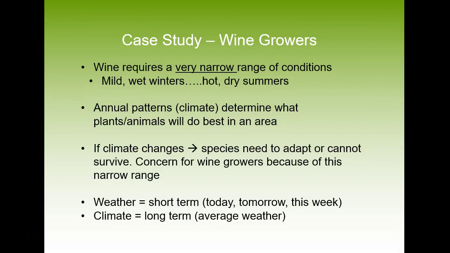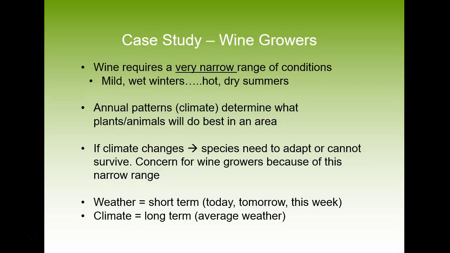Oops, sorry, skipped a slide. So as always, we're starting off with our case study. And our case study for chapter 4 is about wine growing, specifically in different parts of the world. The reason they picked wine is because wine requires a very narrow range of conditions, which are listed there: mild, wet winters, hot, dry summers. Not something you need to know, but the idea is that climate is very specific to an area. Wine can be grown in a specific area because of the climate that's there.